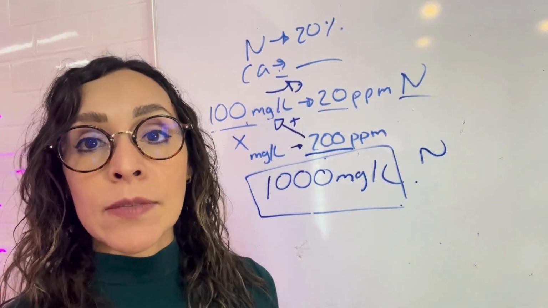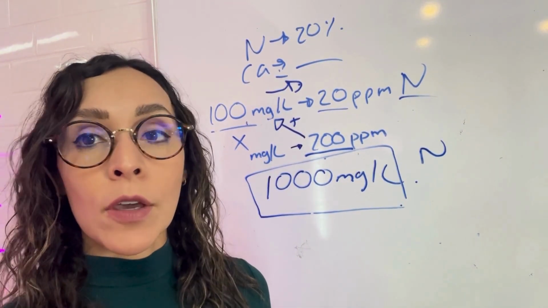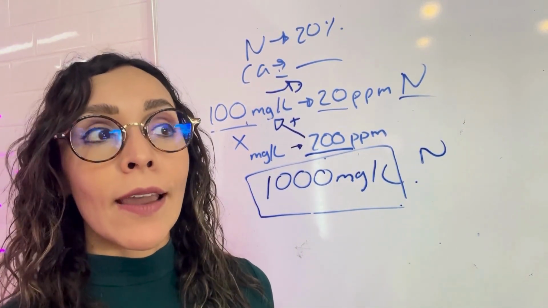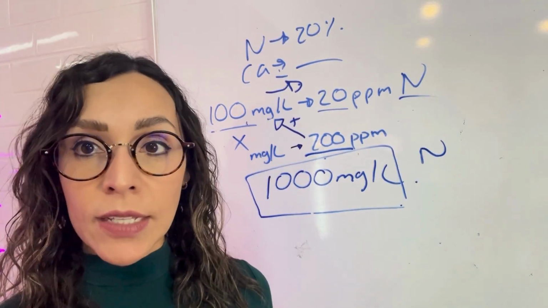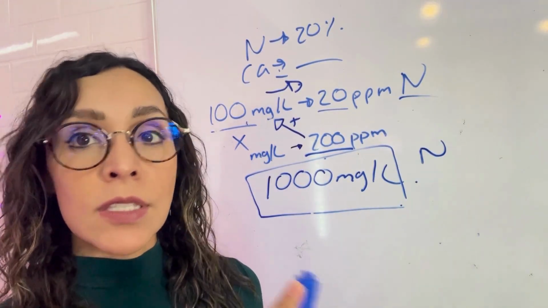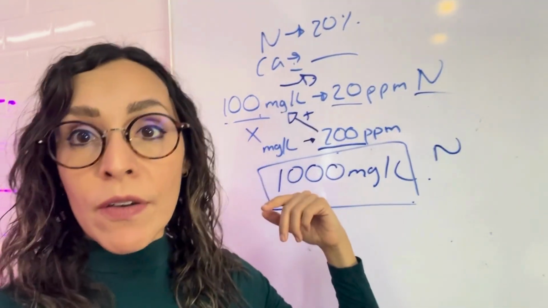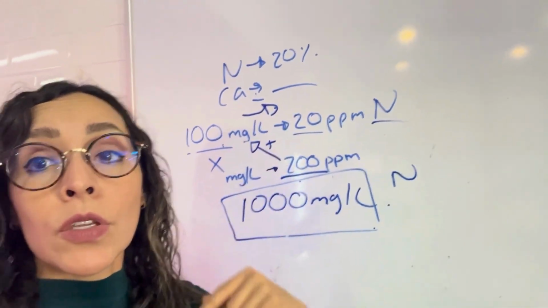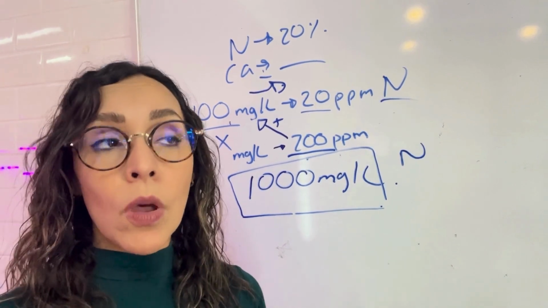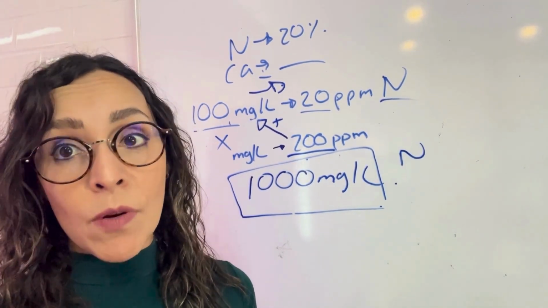Another important aspect is to check if the compound that you are using is providing another element. So you always need to check the label and check the percentages that are linked to the elements. For example, if you have a fertilizer that includes calcium, you will also need to calculate the amount of calcium that the fertilizer is providing.